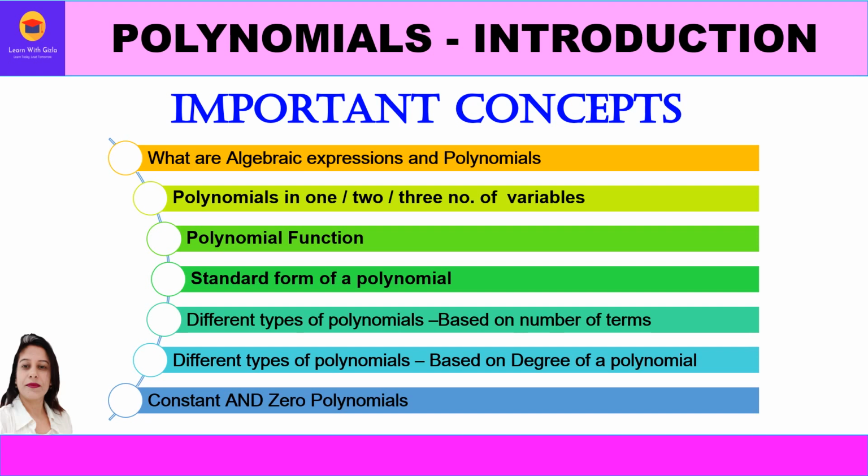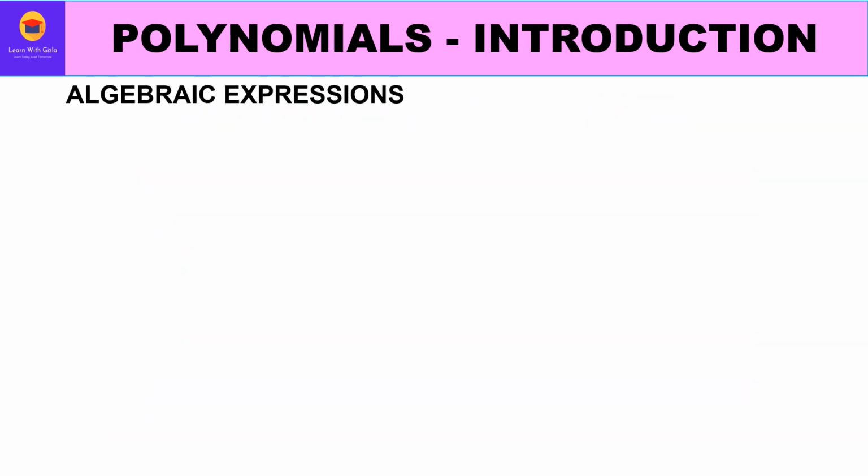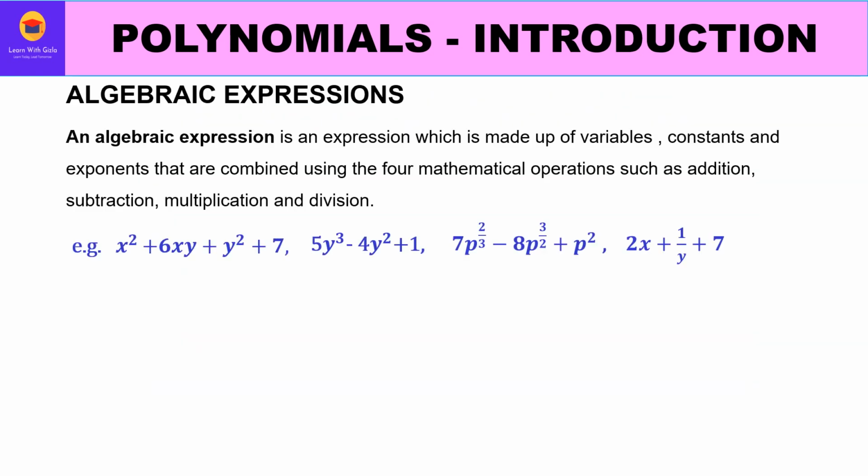So let's start with the first topic, that is what are algebraic expressions and polynomials. So first of all, what are algebraic expressions? An algebraic expression is an expression which is made up of variables, constants and exponents that are combined using the four mathematical operations such as addition, subtraction, multiplication and division.